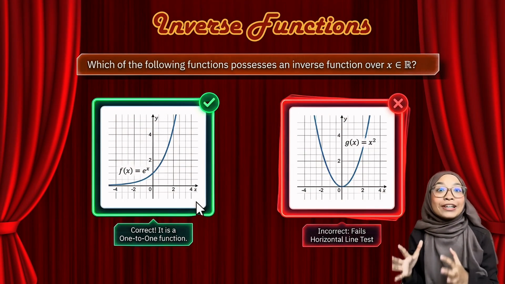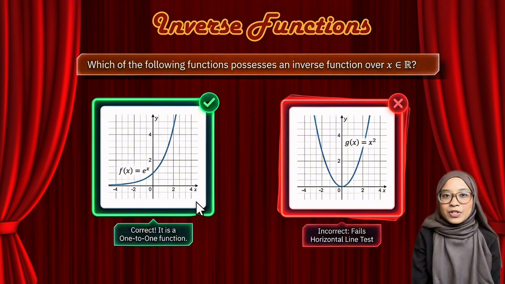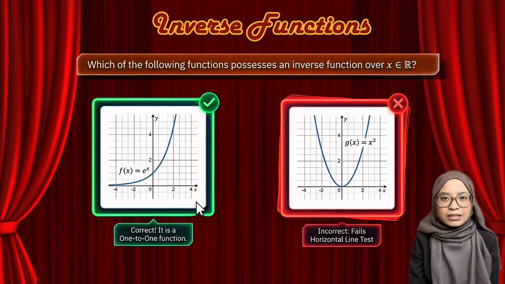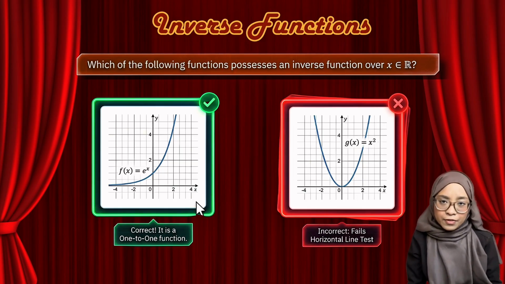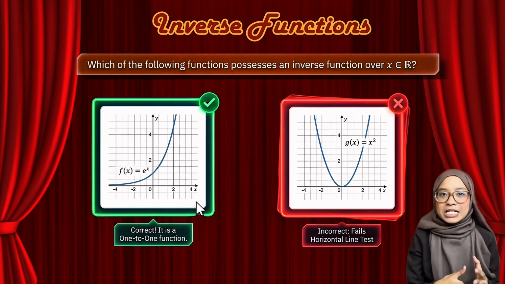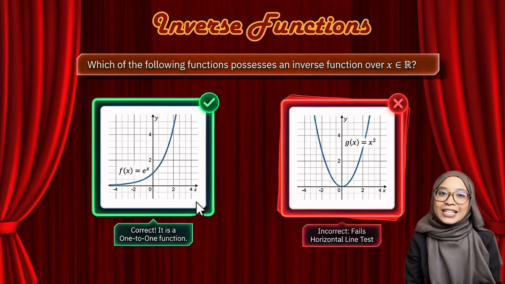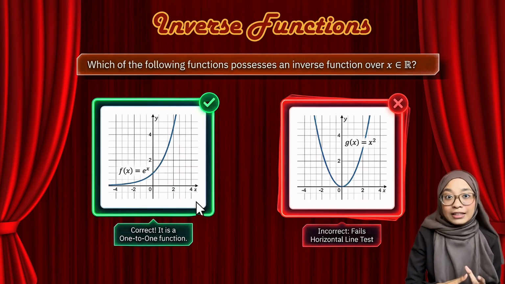Now, on to inverse function. Before we jump straight to finding an inverse, we must ask a critical question. Does the function actually have an inverse? To have an inverse, a function must be a one-to-one function. We check this visually using the horizontal line test.